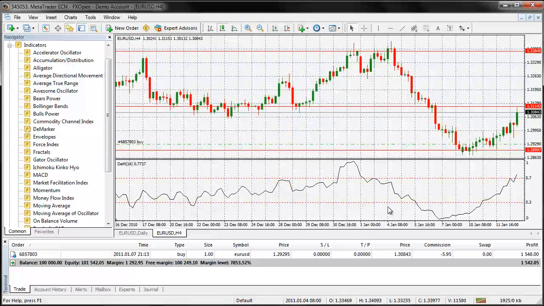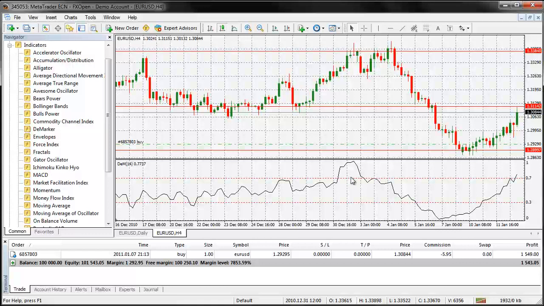Here we go. So here is the black line of the DeMarker, and here are some red dotted dashed lines to mark overbought and oversold areas. Overbought areas are when this 0.7, when that's broken, lets you know that you're overbought, and when it comes down and revisits the 0.7 level, that's the time to go short.